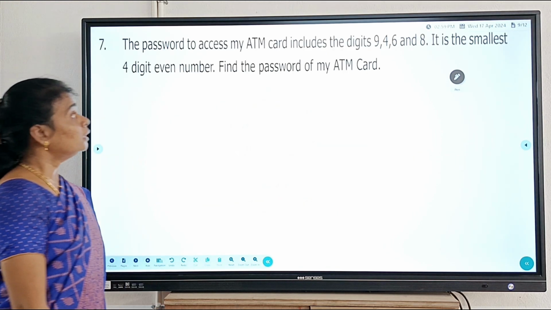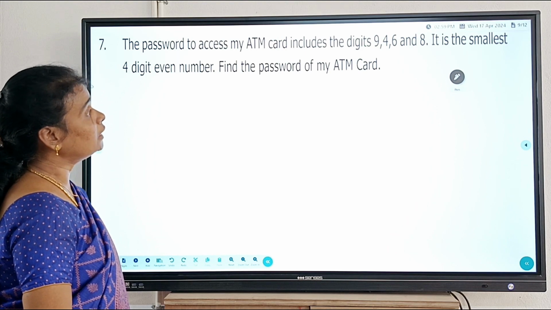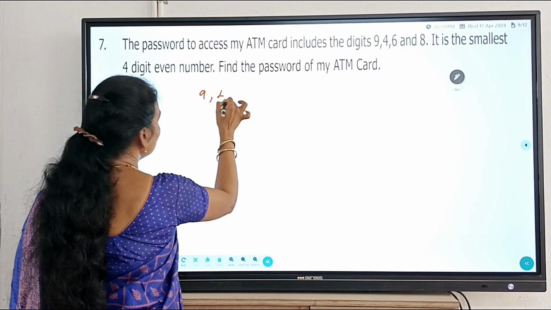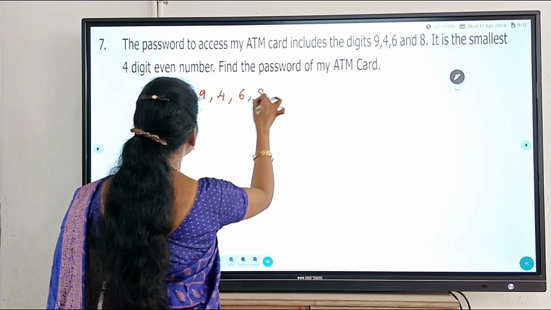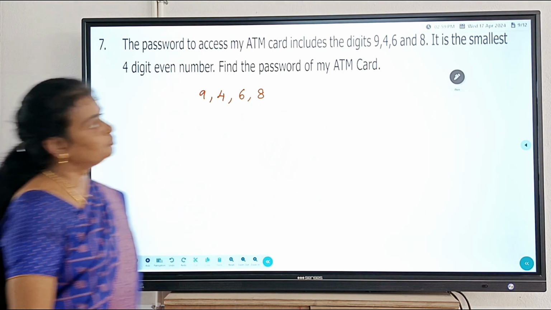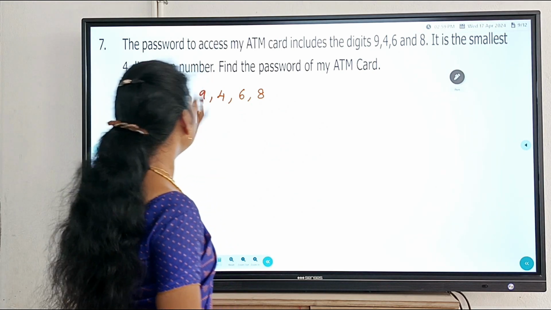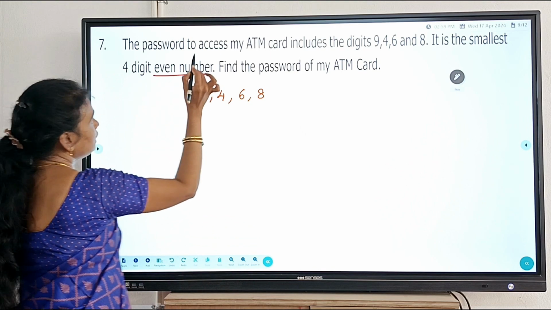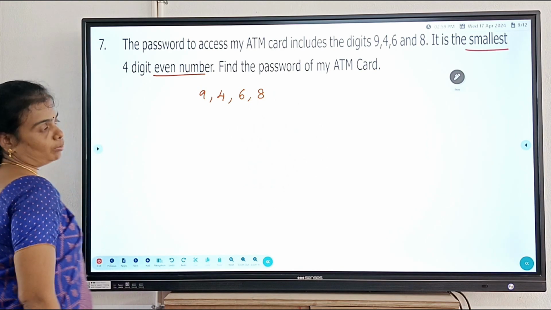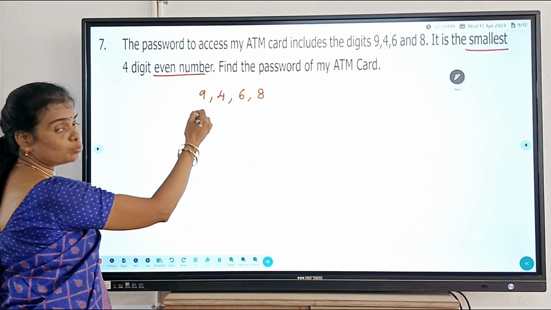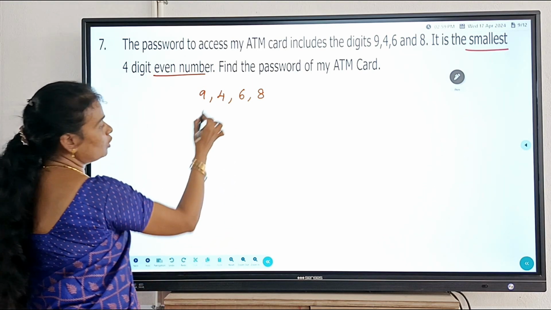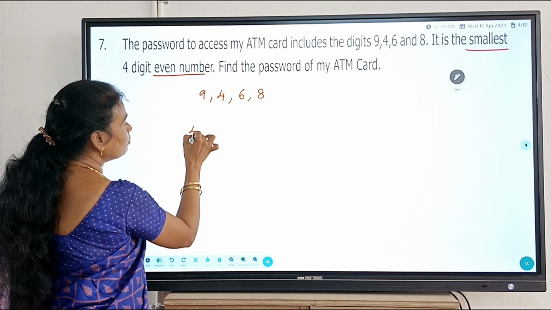Then the 7th one: the password to access my ATM card includes the digits 9, 4, 6 and 8. So you must use only 9, 4, 6 and 8 as the password of an ATM card. It is the smallest 4-digit even number. So it is an even number and it is the smallest 4-digit even number. How can you first form the smallest 4-digit number out of these 4 digits? Smallest means the small number has to come here.